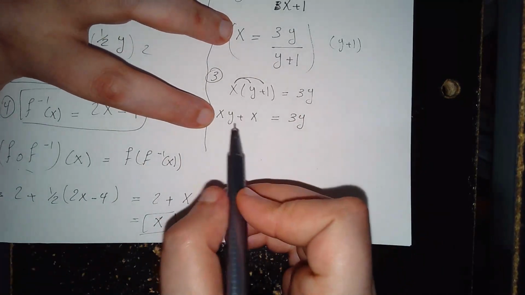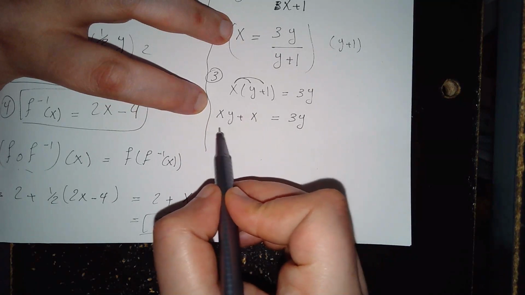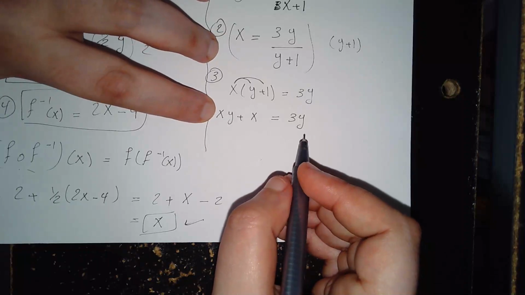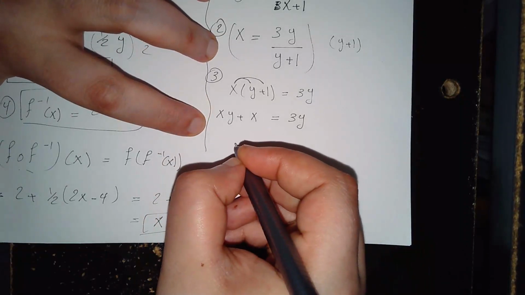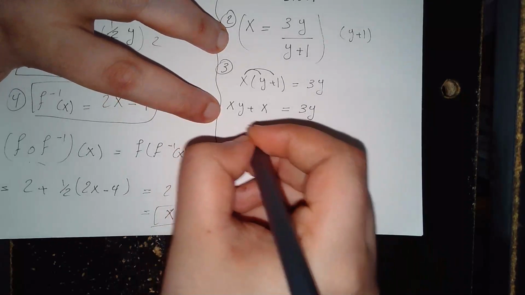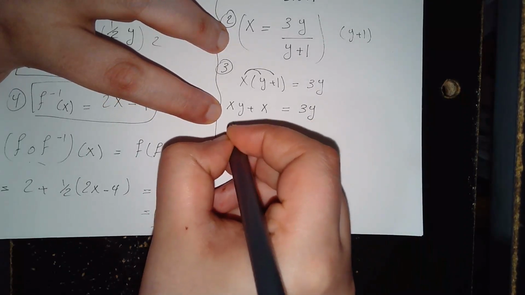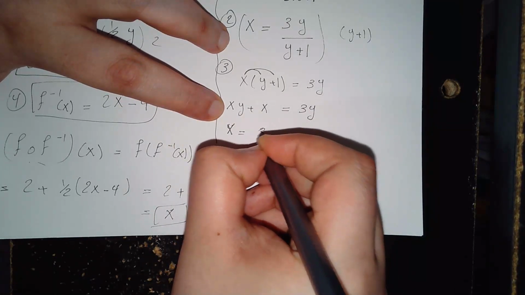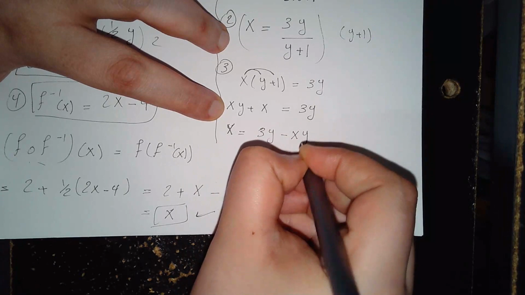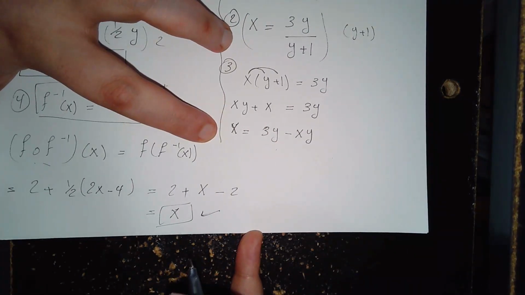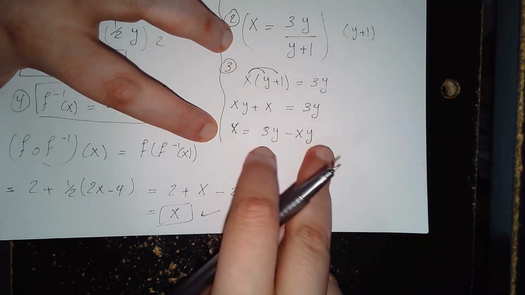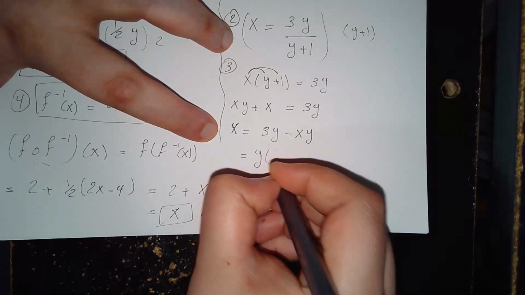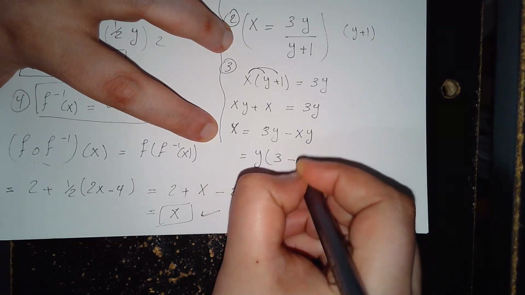Now, this xy can be moved to this side. So when I do that, we have x equals 3y minus xy, like that. Yeah? And then from these two values, I'm going to take y as a common factor, which means it's y times 3 minus x.